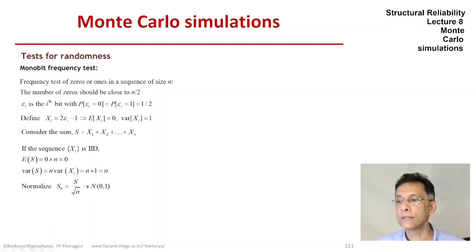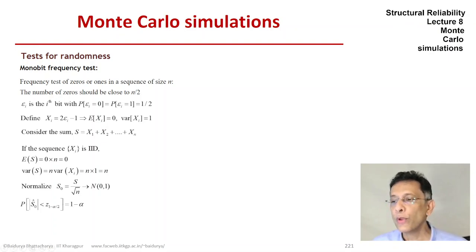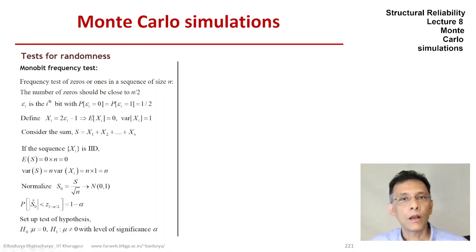So we can now set up a test of hypothesis. We normalize the sum by the square root of n, which approaches the standard normal distribution by the central limit theorem. Then we could set up the test that the estimated value of S_0 would be between plus Z_(1 minus alpha/2) and minus Z_(1 minus alpha/2). That would be our test of hypothesis with level of significance alpha.